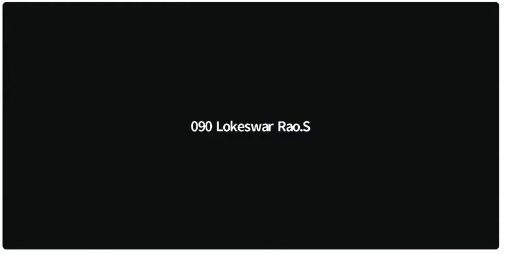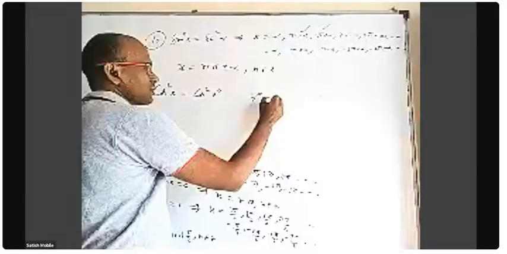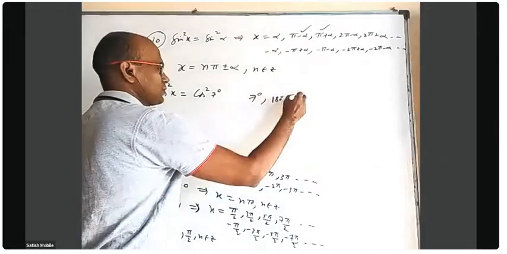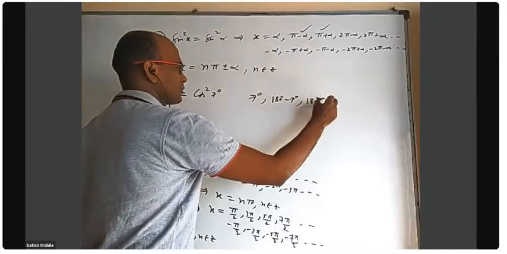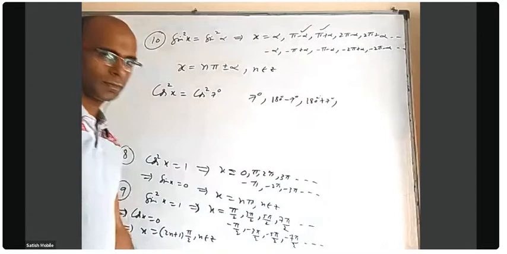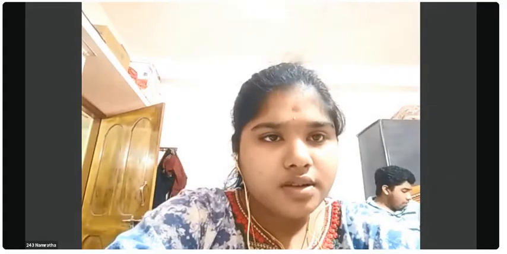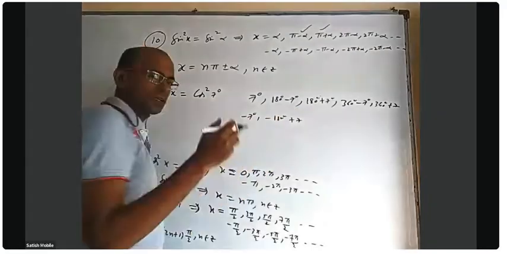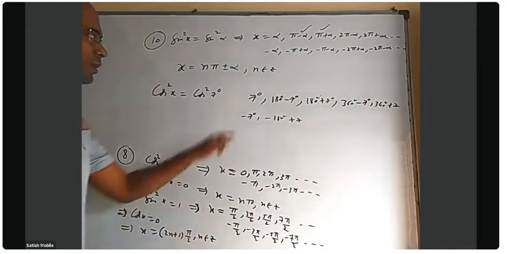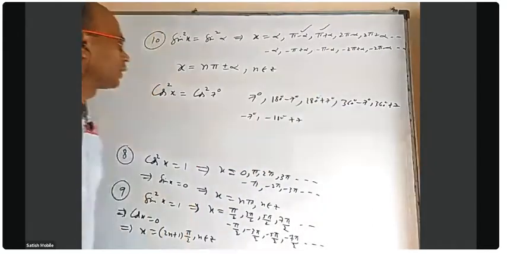173, yes. 187. Okay, so 173, I'll write 180 minus 7 degrees. Okay, 180 plus 7 degrees. What is the next possibility? 360 minus 7, and 360 plus 7. And minus of all these things also, because cos theta equals cos minus theta anyway. Then multiply minus also, all of them are okay.